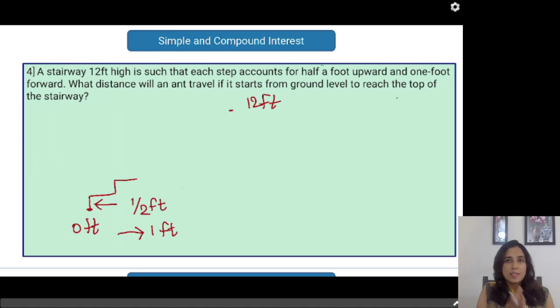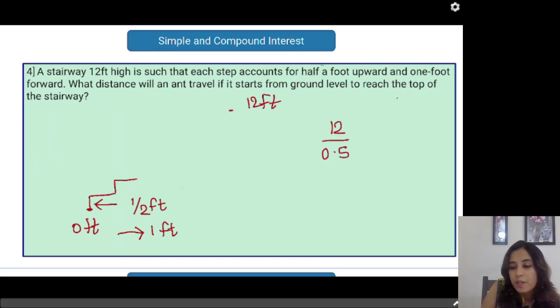So all you guys need to do in this particular problem is find out how many steps there are in the total stairway, which is 12 feet high. Each step is taking you half a feet upward. So if you divide 12 by 0.5, you get 24, which means that there are 24 steps.